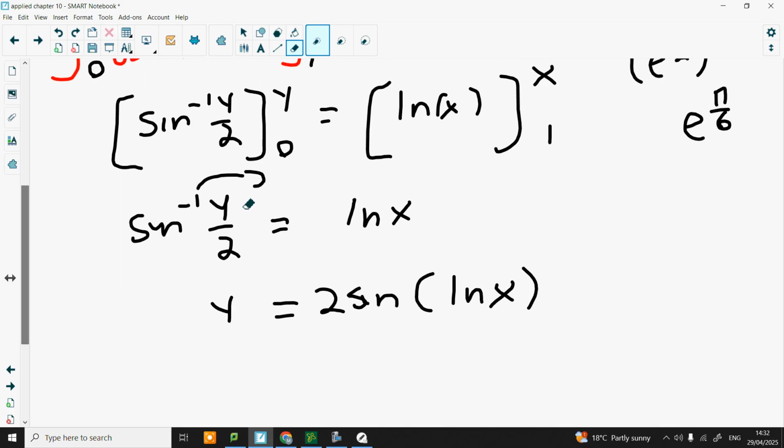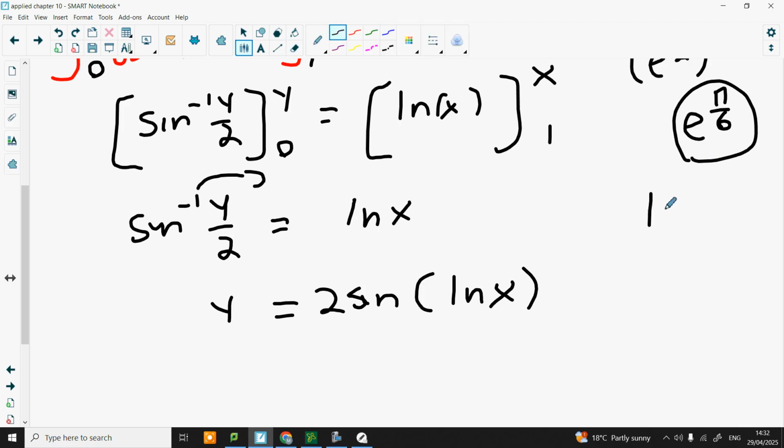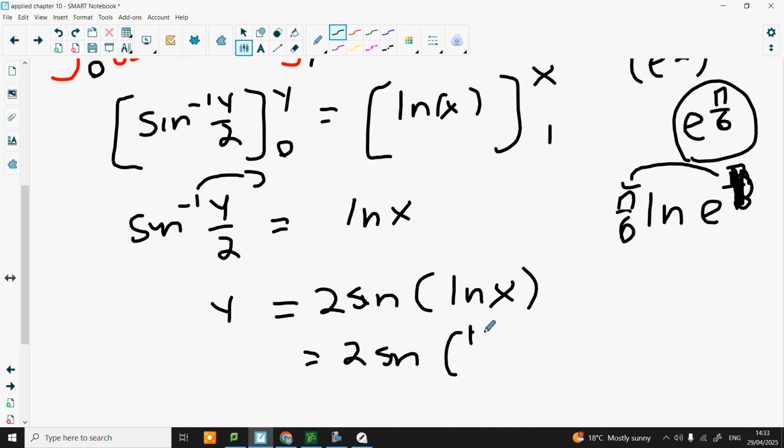And what does it want me to sub in for x? E to the power of pi over 2. So ln of e to the power of pi over 6. Anybody know the answer for that? Pi over 6 ln e, which is just pi over 6. So 2 sine pi over 6. 2 times a half, which is 1. That wasn't bad, actually. That one was easy.